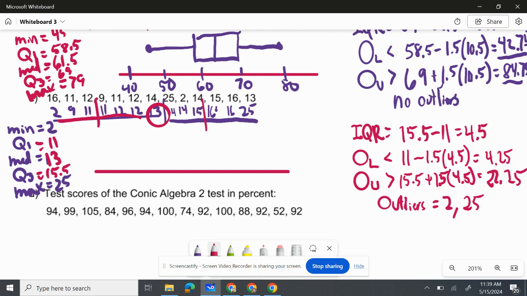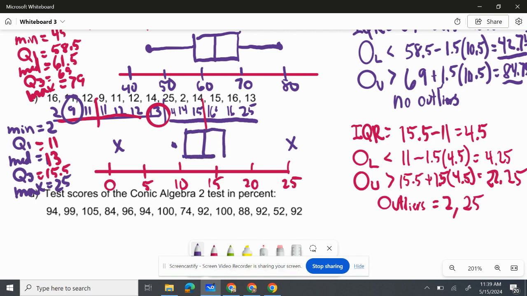So that means when we do our number line, I'm going to go by fives again. I have two outliers, so I'm going to put an x at 2, an x at 25. Then my next lowest point is a 9. My Q1 is 11. My median is a 13. And my Q3 value is 15.5. And my new maximum is 16. So we notice that there's our box plot with the two outliers.